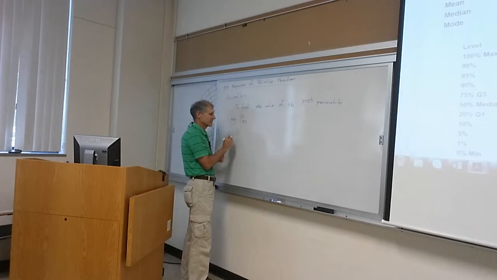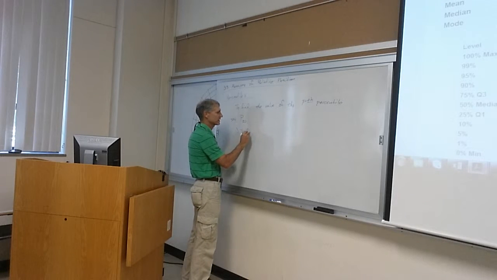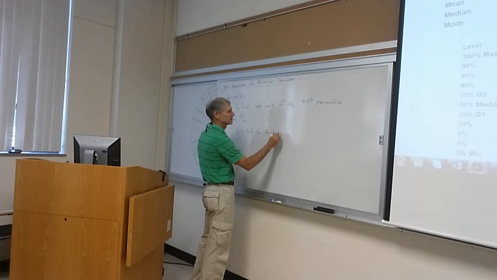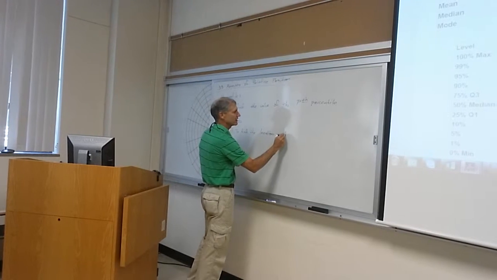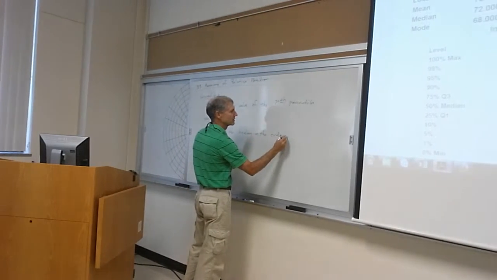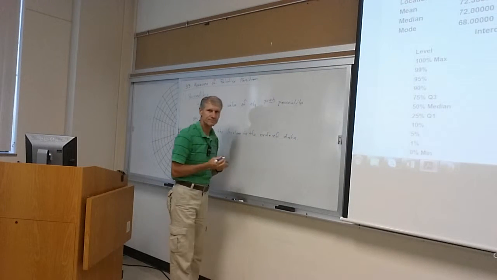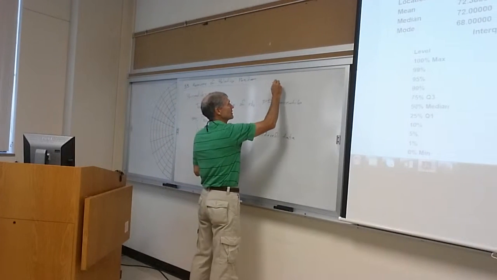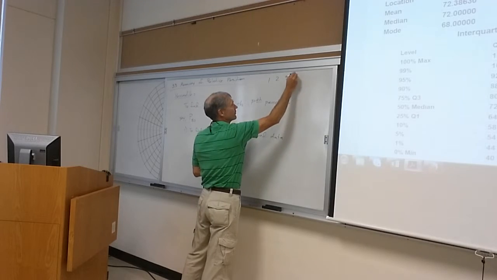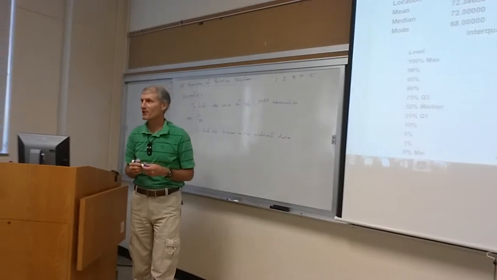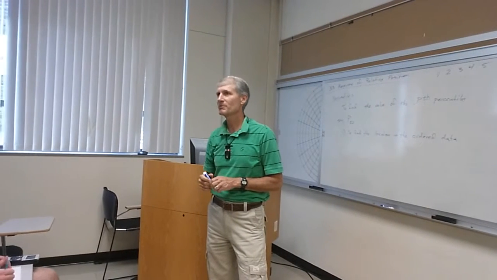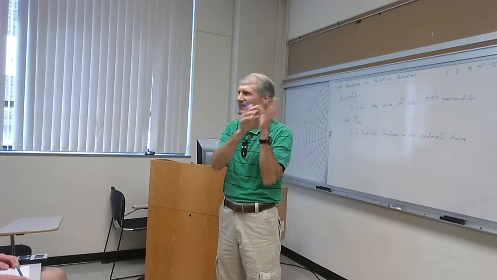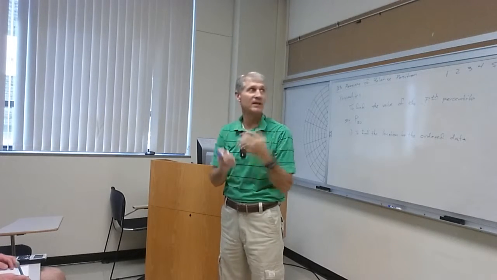So the first step is to find the location in the ordered data. Let's start with a really easy data set. 1, 2, 3, 4, 5. There's my data set, and they're already in order. How about that? What's the median? 3. Right? So let's use one that's easy to figure out what the formula would be.